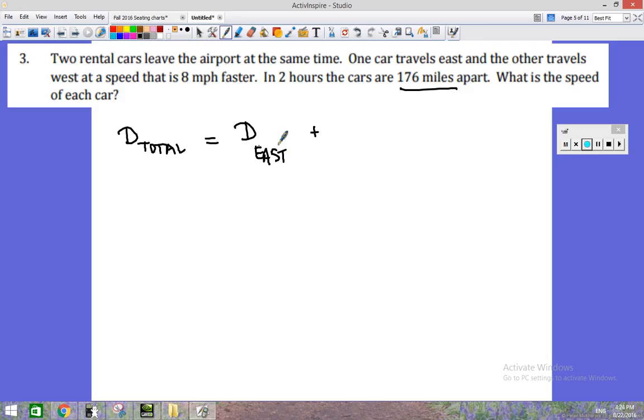And there's no overlap if one's traveling east and one's traveling west, and they left at the same point, at the same place. So I have these 2 parts that add up to the total. Alright. That total on the left-hand side is 176 miles.